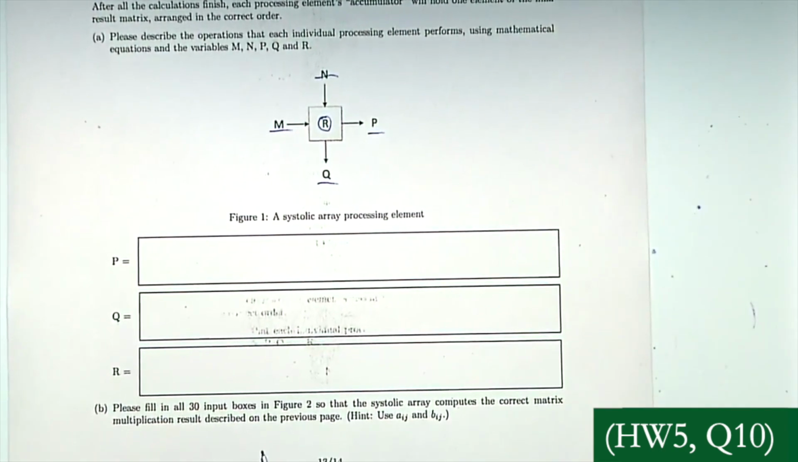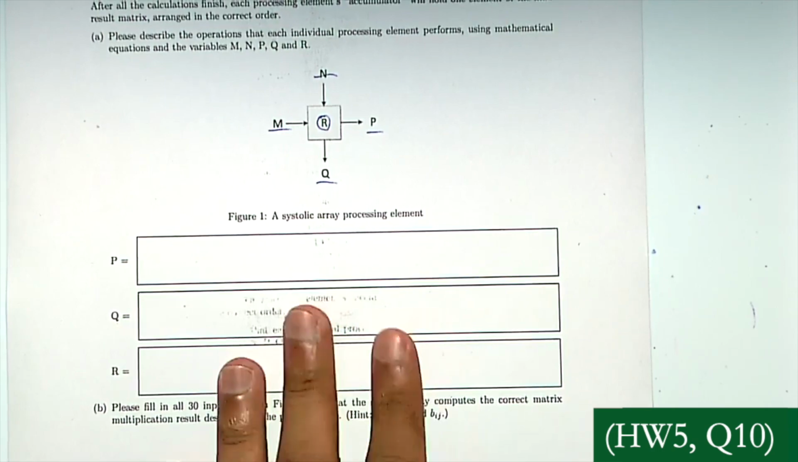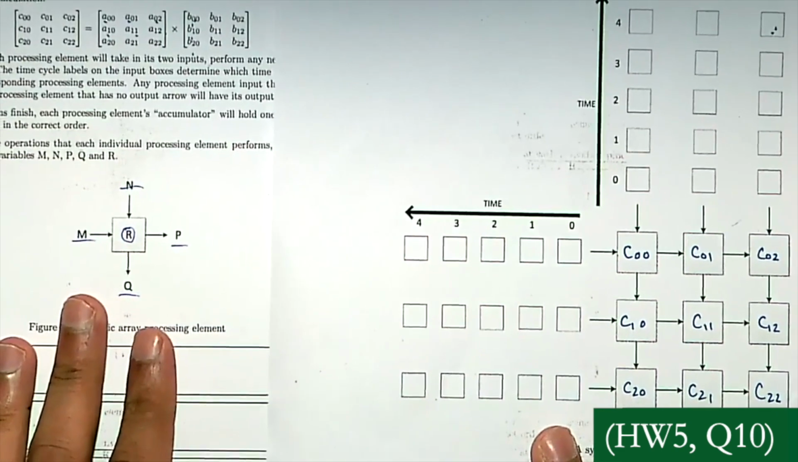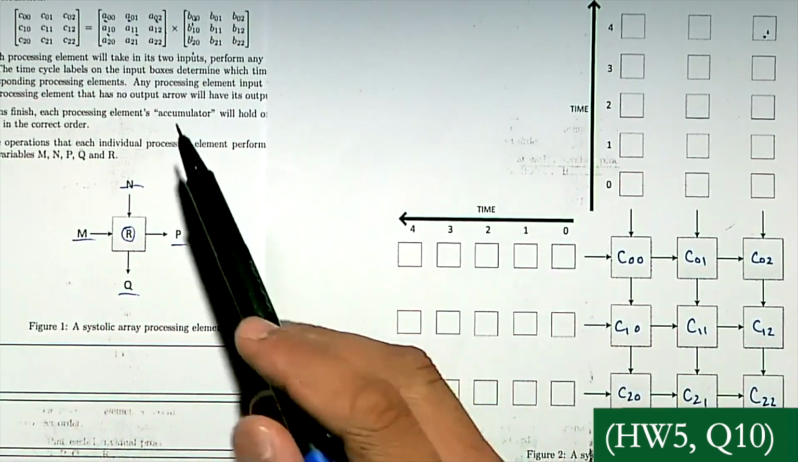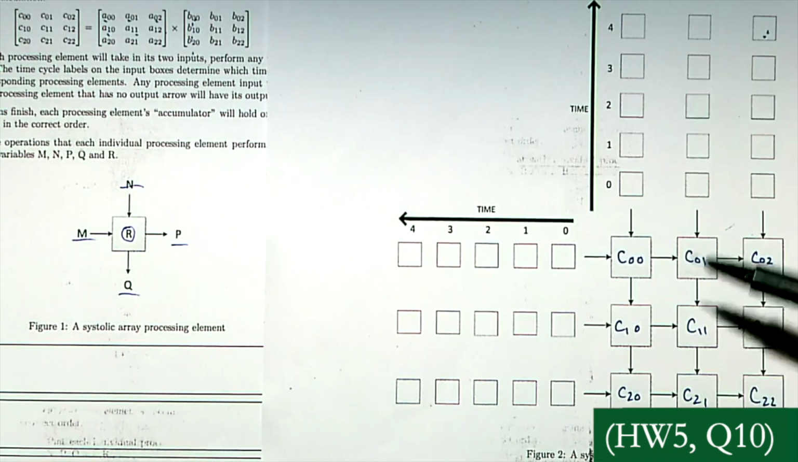All right? And so the second part asks us, please fill in all 30 input boxes so that the systolic array computes the correct matrix multiplication result described in the previous page. And the hint says to write it in terms of A_ij and B_ij. Okay, so I'm going to leave the matrix up here, and then we have our diagram here. It almost fits. But basically we want to arrange all these inputs of A and B into these input boxes such that this computation is performed correctly, right?